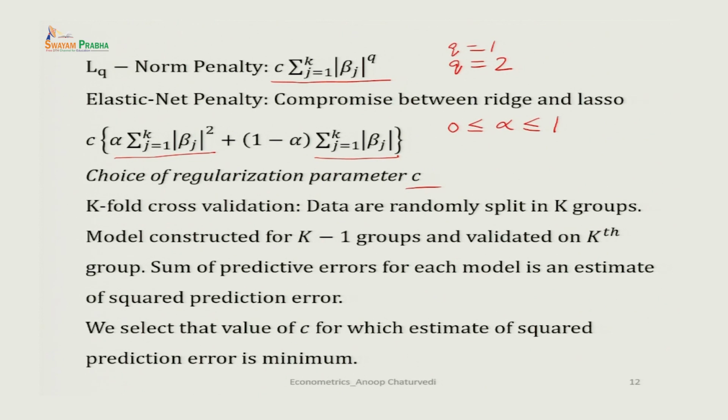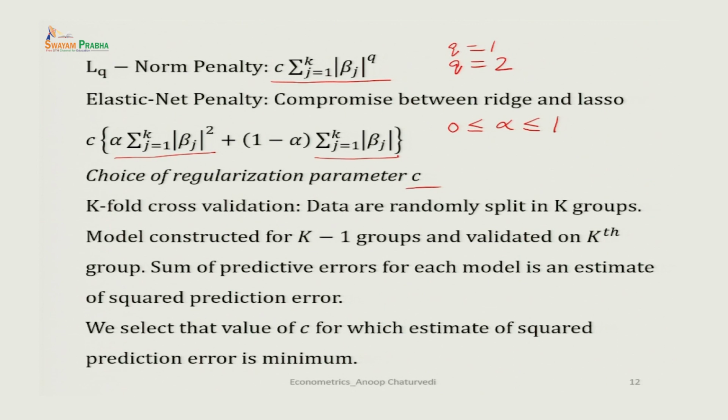But in all other methods, like if you take the lasso penalty or the LQ norm penalty or the elastic net penalty, then you do not get such simple values of C. One can go for k-fold cross validation to obtain the value of C.